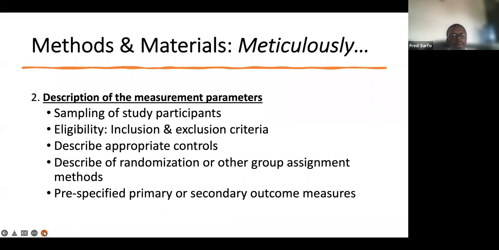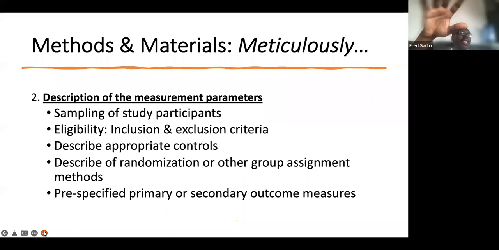And then when you're writing the methods, you want to describe the measurement parameters. For instance, how did you sample your participants? Was it a consecutive sampling approach that you use, or a non-consecutive convenience sampling approach, or participants were randomized? So your sampling technique must be clear.